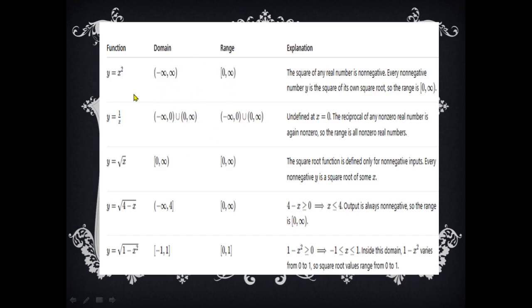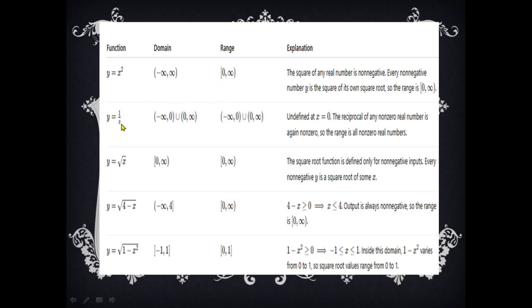These are the functions we have discussed in this video, that is y equal to x square. Here x can be any real value, that is minus infinity to infinity, and for the negative values of x, x square, that is y, will be a positive value. So the range is from 0 to infinity. To include 0, we put the square bracket.